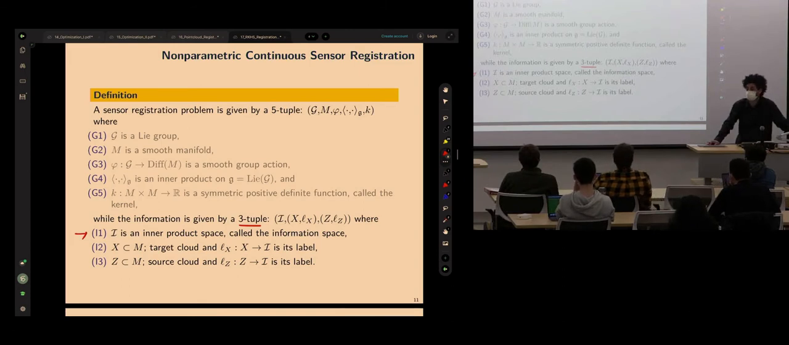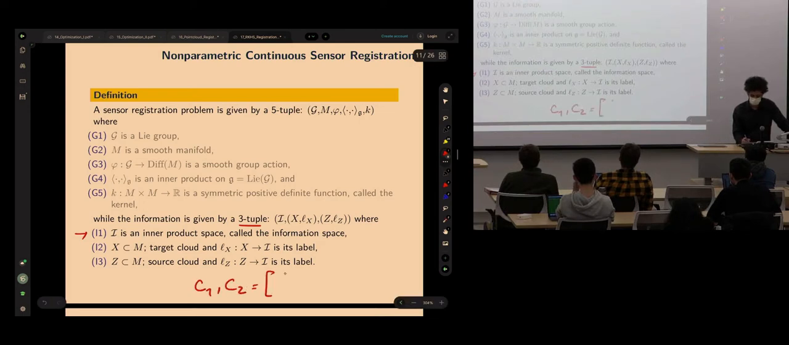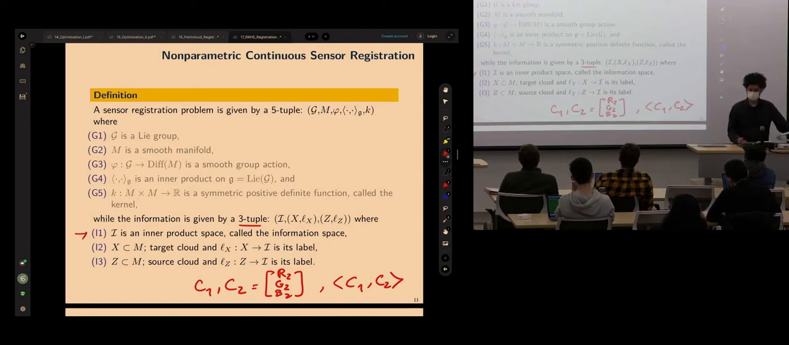For example, color. The color that we see, let's say C1, C2, right? They have RGB vectors, and then you can define the dot product or inner product of C1 and C2. So the space of all 3 vectors as colors and their dot product will give you this inner product space.